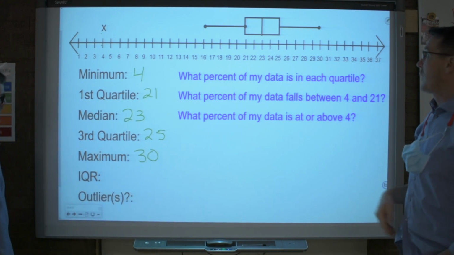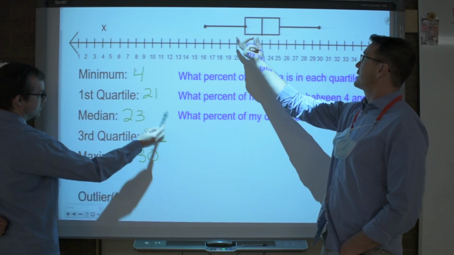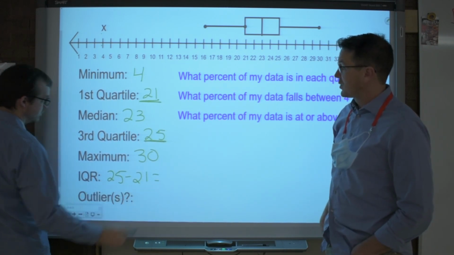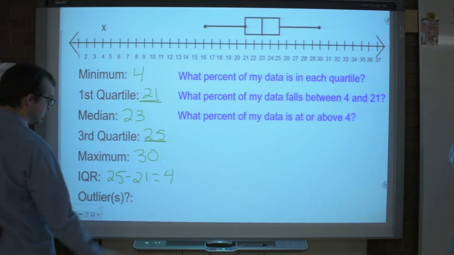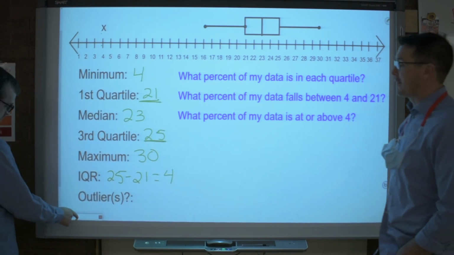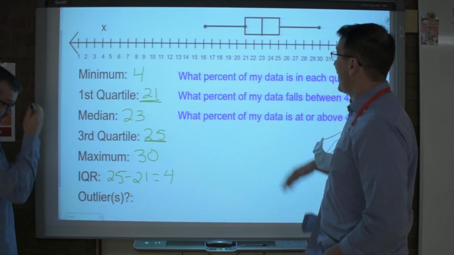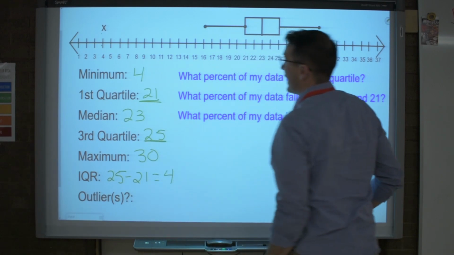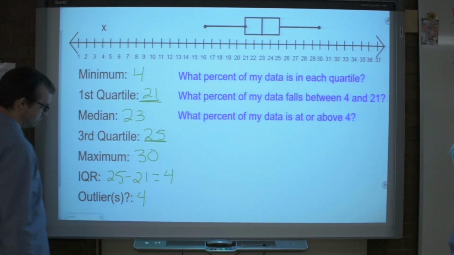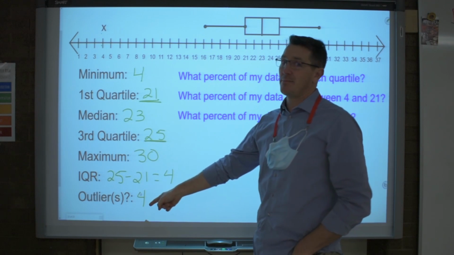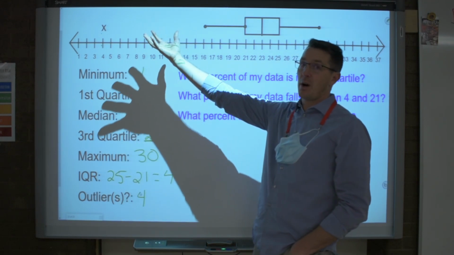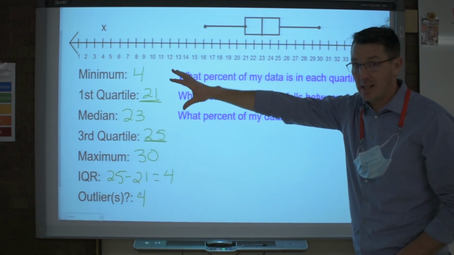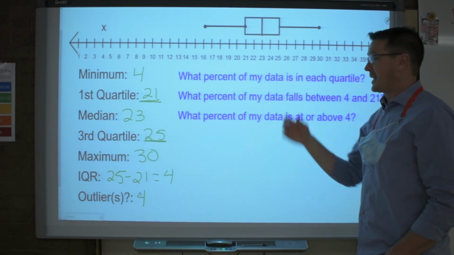My interquartile range is my Q3 minus my Q1, so I have 25 minus 21, which gives me a 4. To find out whether or not I have outliers, I multiply 4 times 1.5. You can already tell that that piece is going to be way out there. So my outlier is 4. It's still part of my data. This kid got a low score on the test, but I still have to put him as part of my data because he's part of my class, even though he's the only kid who got that score. He's part of my class, but he doesn't really represent my class.